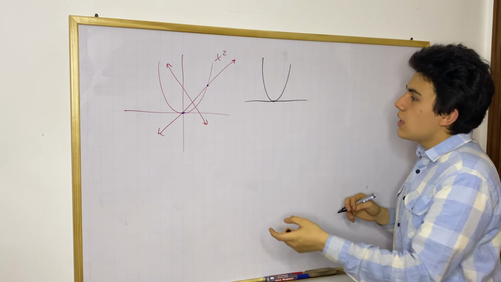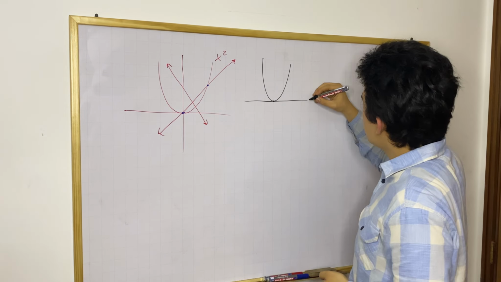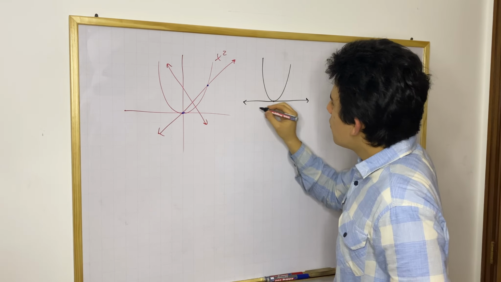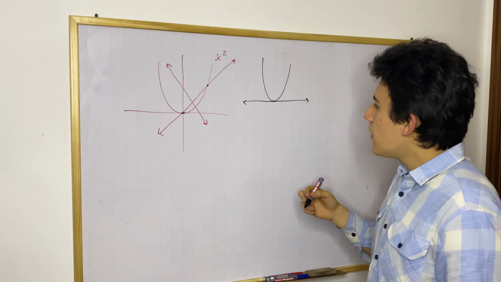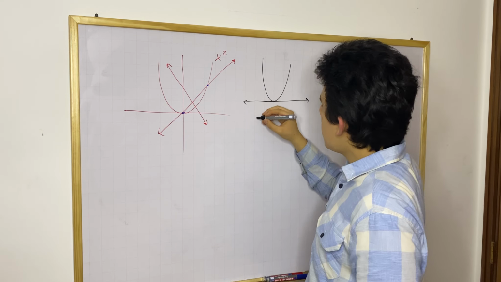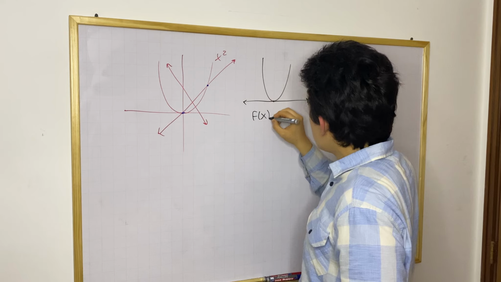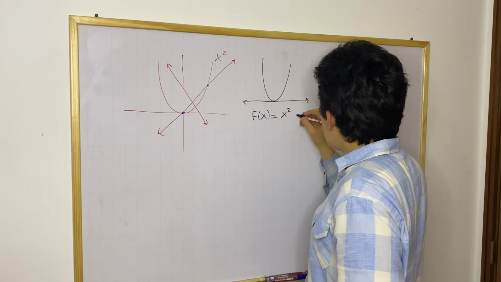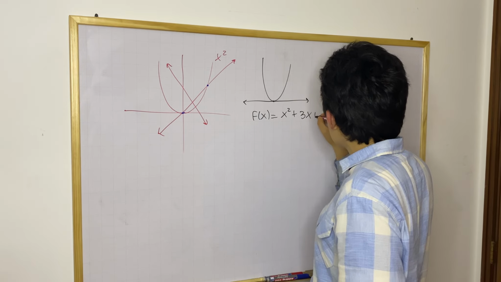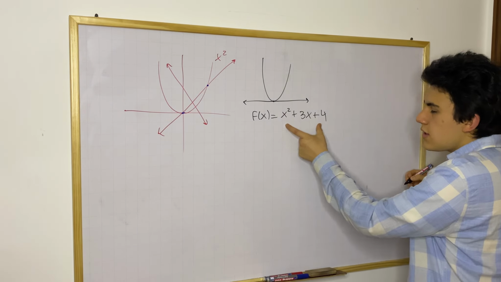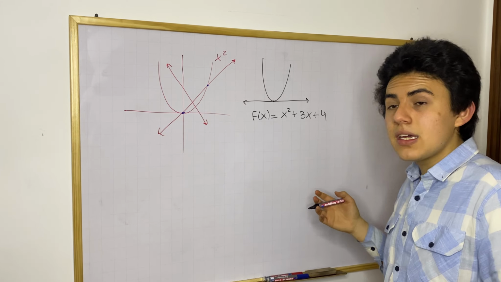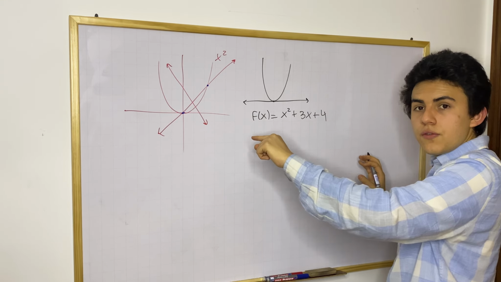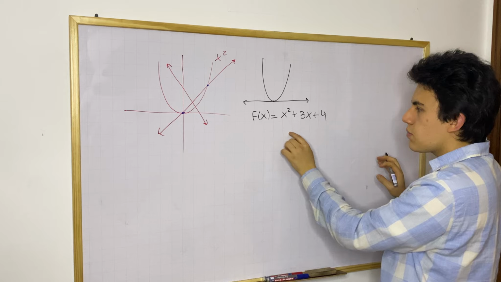And how can we do that algebraically? Well, that's pretty simple. First of all, we could try to define any function, any parabola. We're gonna say f of x is gonna be equal to x squared plus, well, whatever, 3x plus 4, okay? If this is the parabola that we have, how can we find the equation of a line that only touches this parabola at one point?